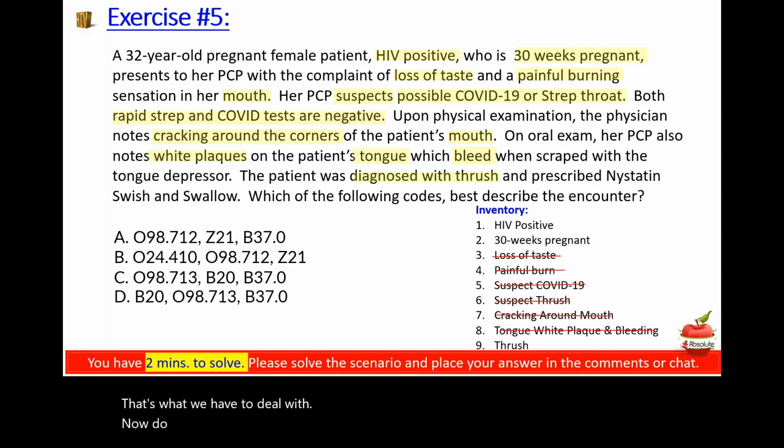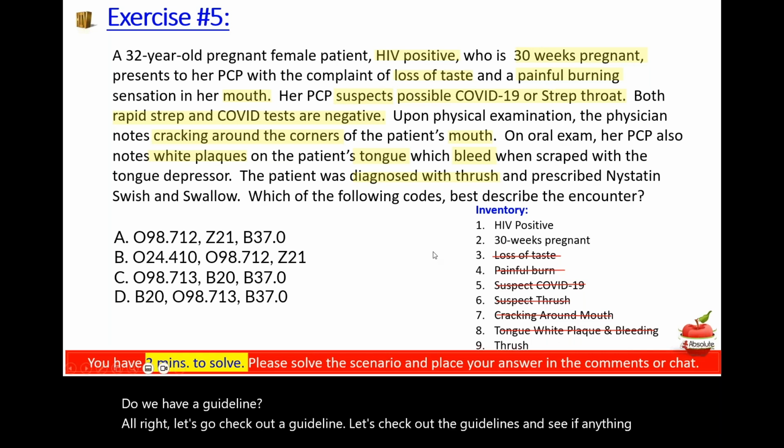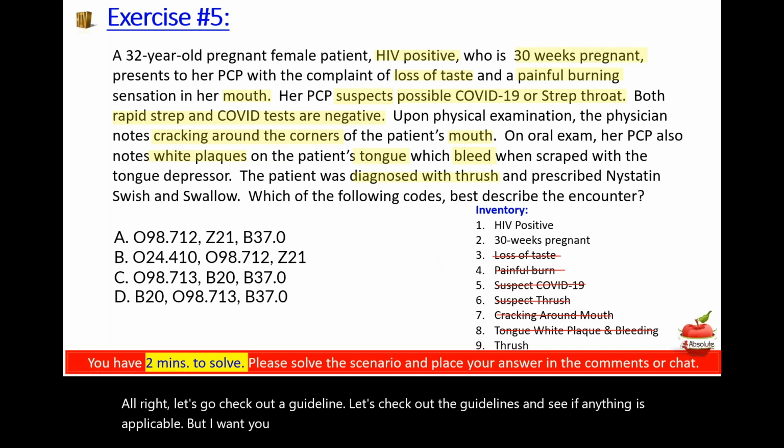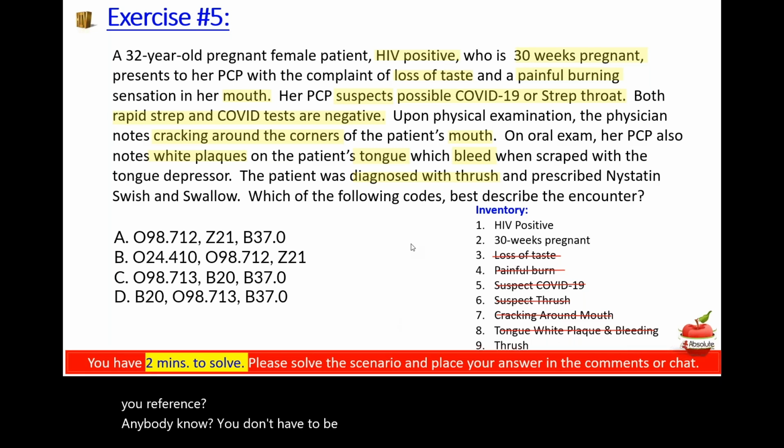Now, do we have a guideline? All right, let's go check out the guidelines and see if anything is applicable. But I want you to tell me, which guideline would you use? Which guideline would you reference? Anybody know? You don't have to be specific. Look at this, somebody putting the guidelines out.